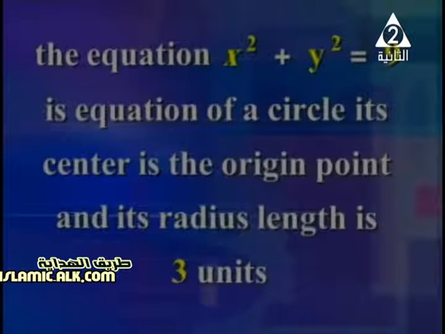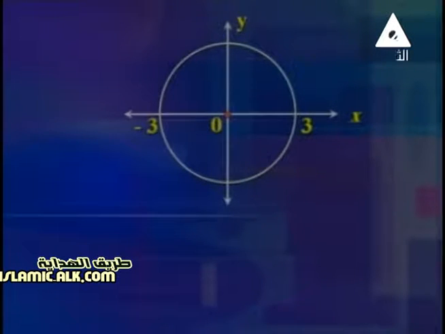Then the equation x squared plus y squared equals 9 is the equation of a circle. What is the center? Excellent student: 0, 0, or the origin point. What is the radius? Excellent student: square root 9 is 3 units. Look at, dear student, this equation of the circle. We represent it by a graph, a circle, its radius is 3.